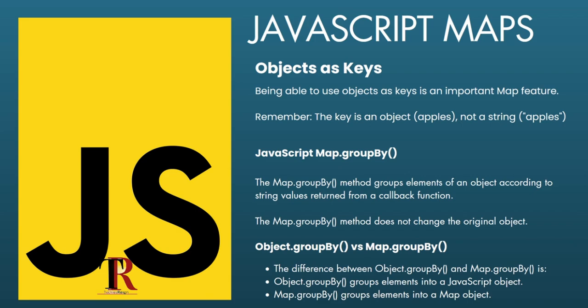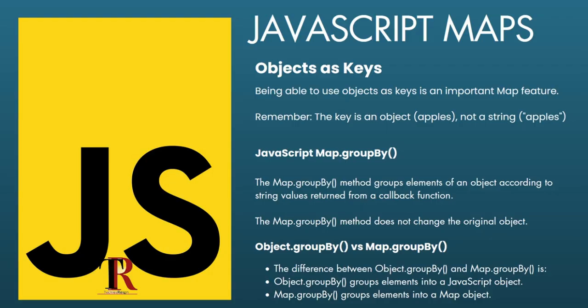The map.groupBy method groups elements of an object according to string values returned from a callback function. So in this method, a callback function will be employed, just the way we used a callback function in about two previous videos, where it was used as a way to iterate over the elements of a map object.